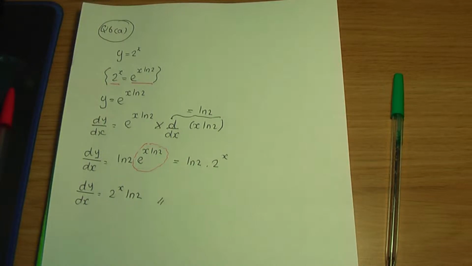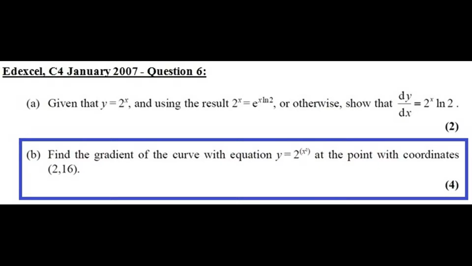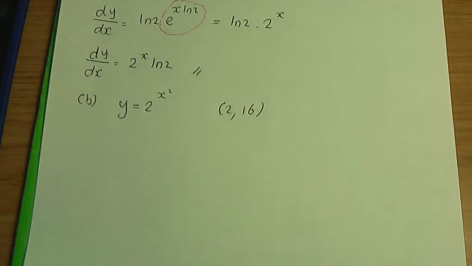Let's go back to the question. So part B: find the gradient of the curve with equation y is equal to 2 to the power of x squared at the point with coordinates 2 for x and 16 for y. So let's see how this can be done. Let's go back to the paper and pen.